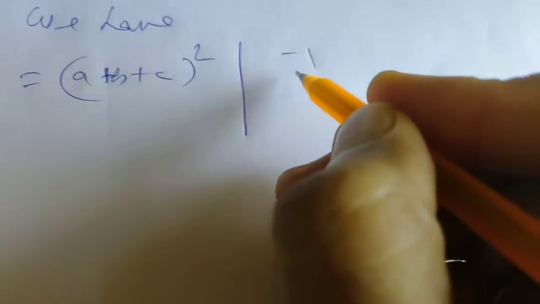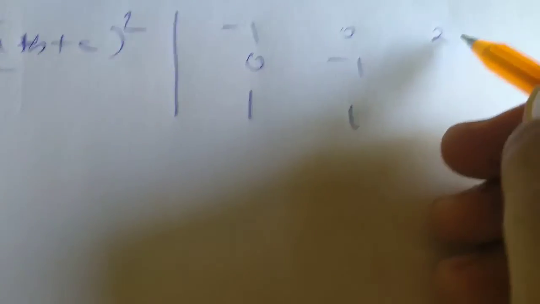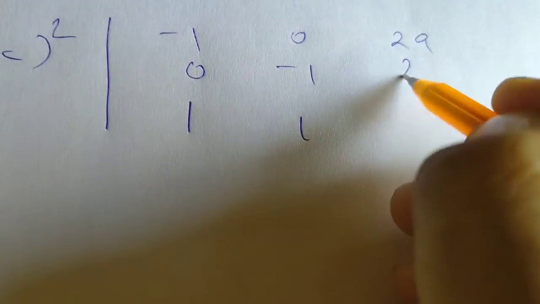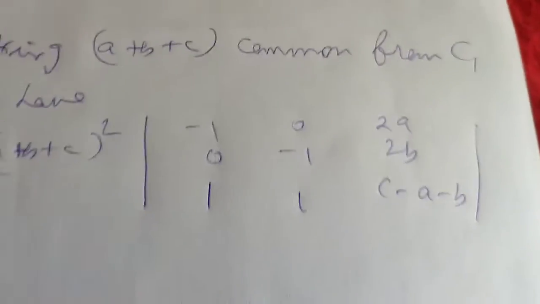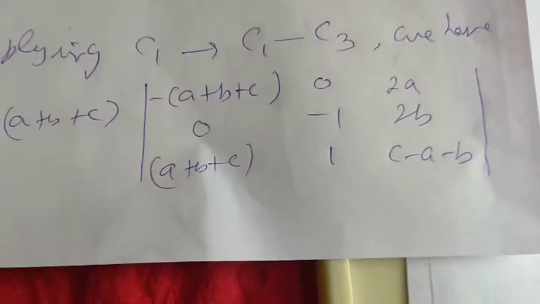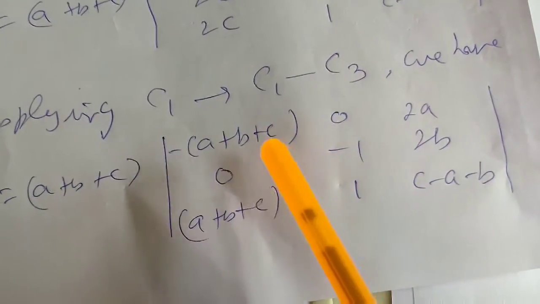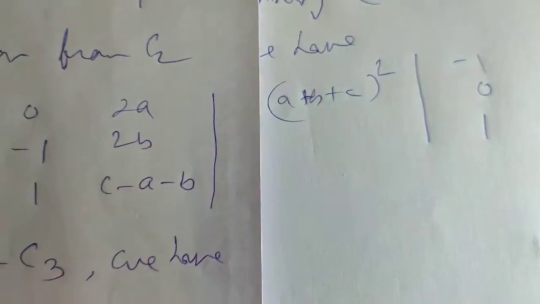So this is minus 1, 0 and 1. 0 minus 1 1, 2a 2b c minus a minus b. So this is what we have got. Here again I will show it to you all. You can see here, earlier what we are having here, a plus b plus c. So from column number 3, when you are taking a plus b plus c common, this will become a plus b plus c into a plus b plus c. So it will become here a plus b plus c whole square.